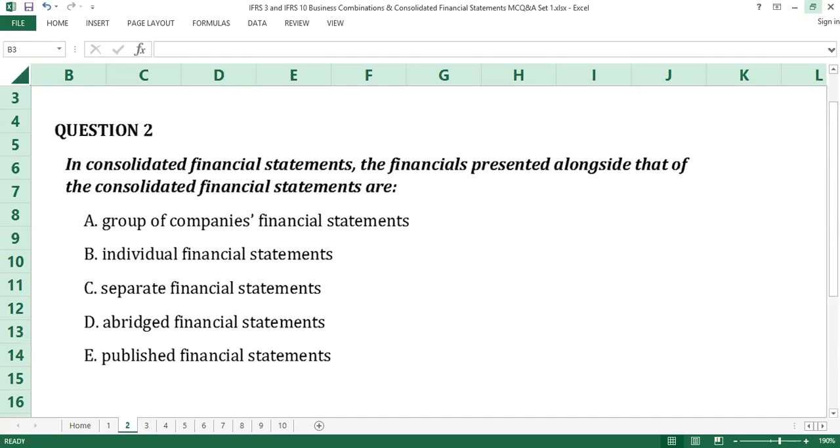Question number 2. In consolidated financial statements, the financials presented alongside that of the consolidated financial statements are dash. A, group of companies' financial statements. B, individual financial statements. C, separate financial statements. D, abridged financial statements. E, published financial statements. Time counts.